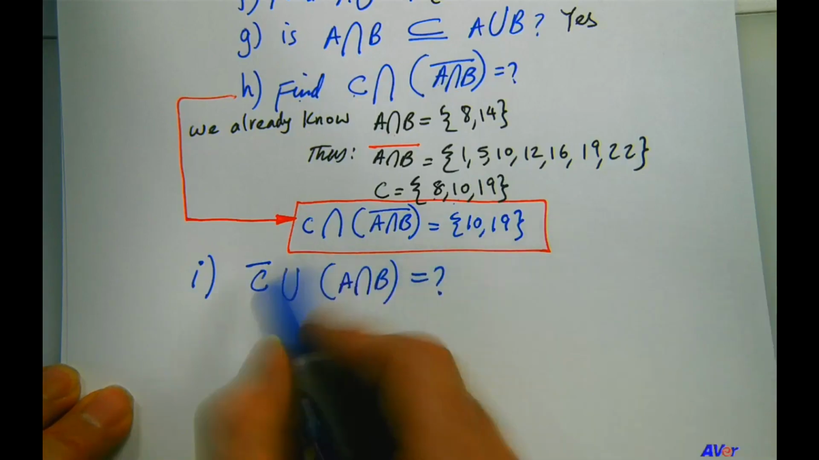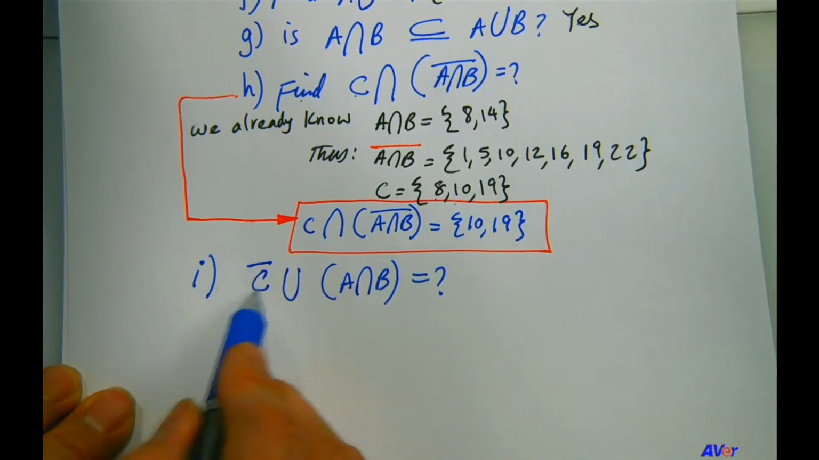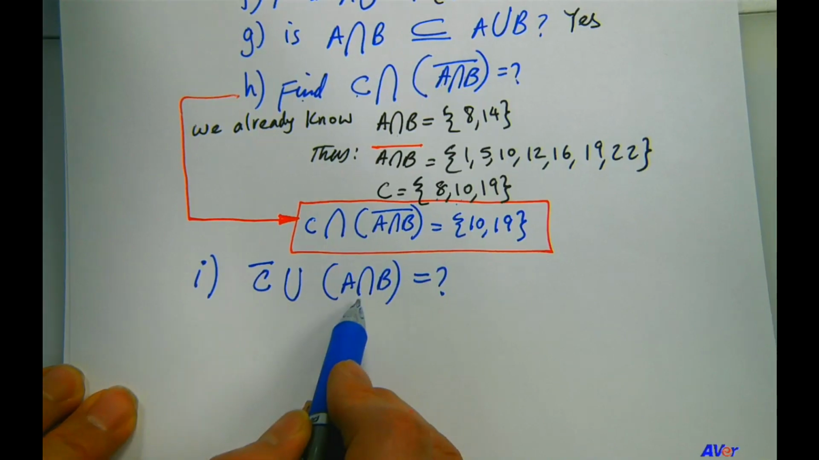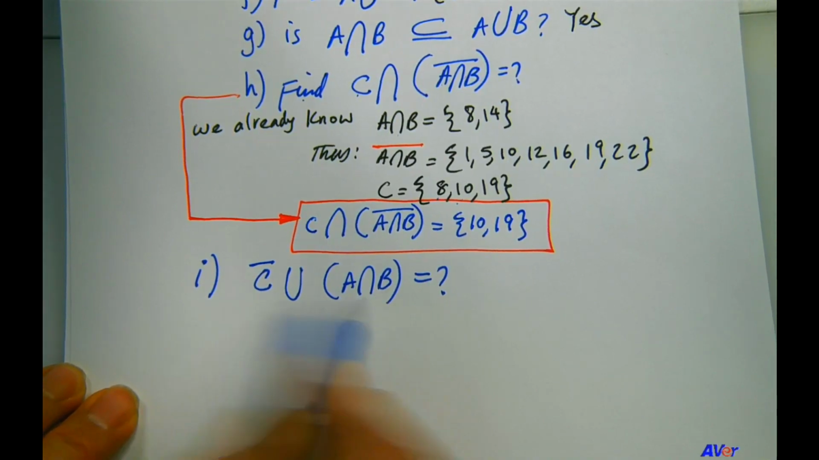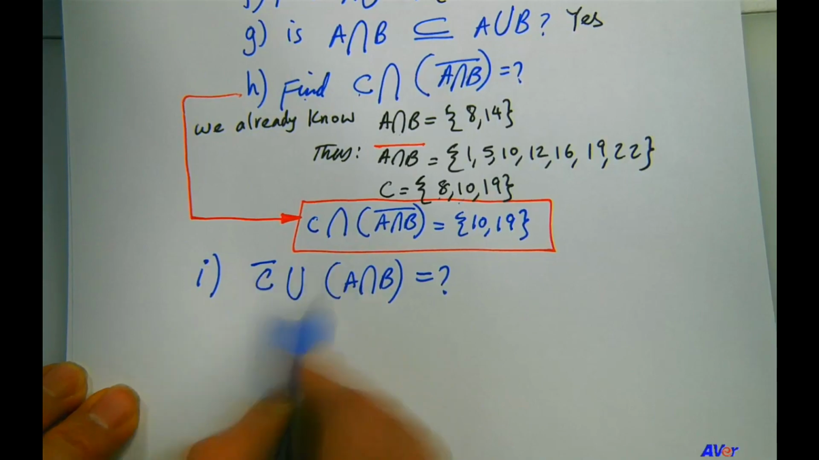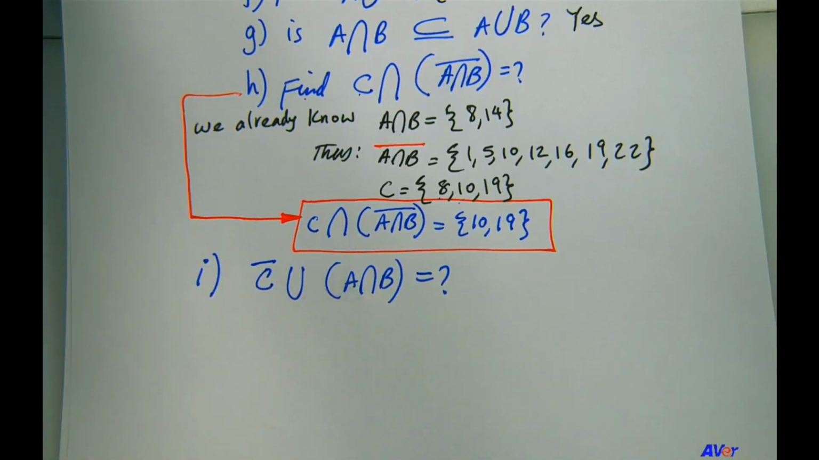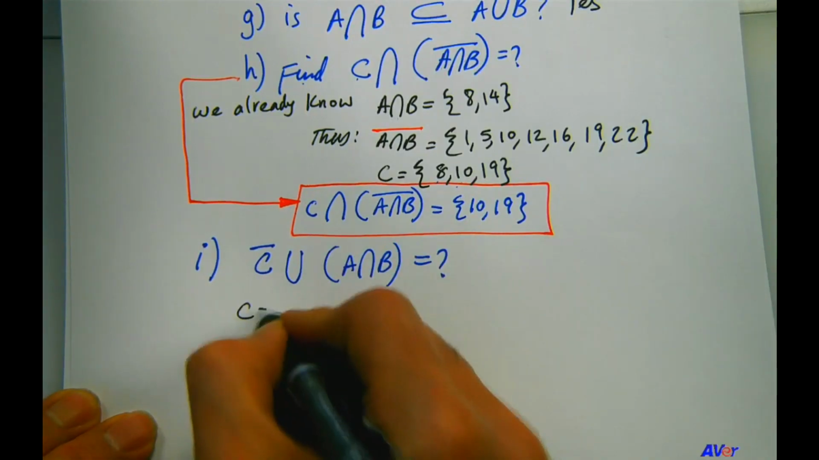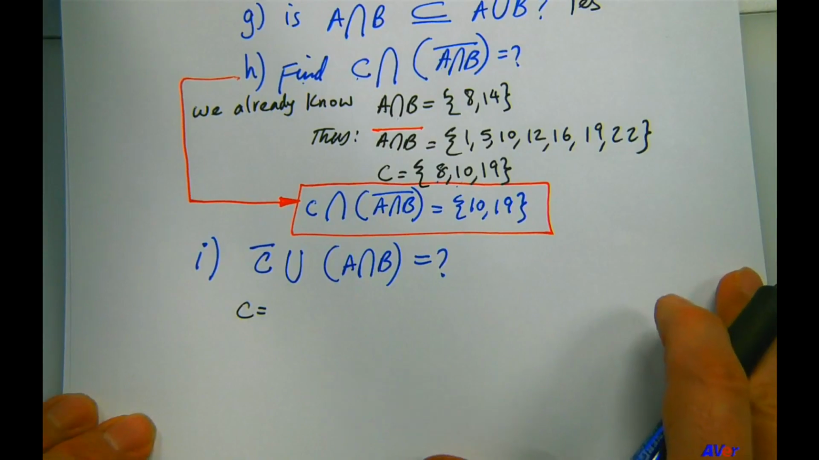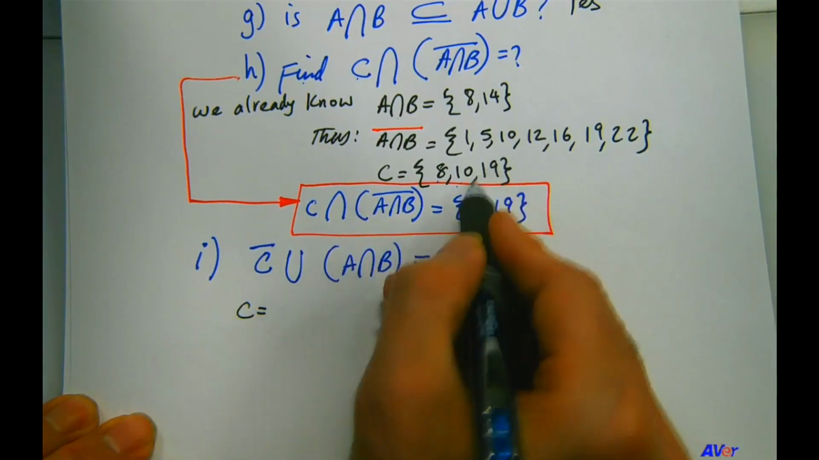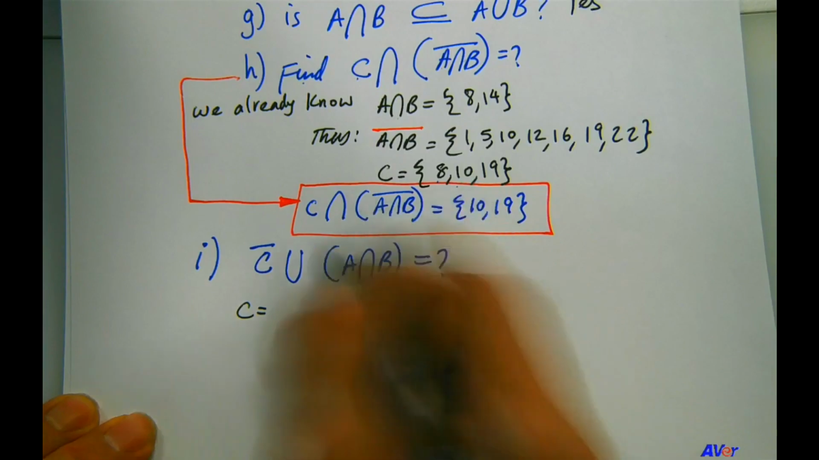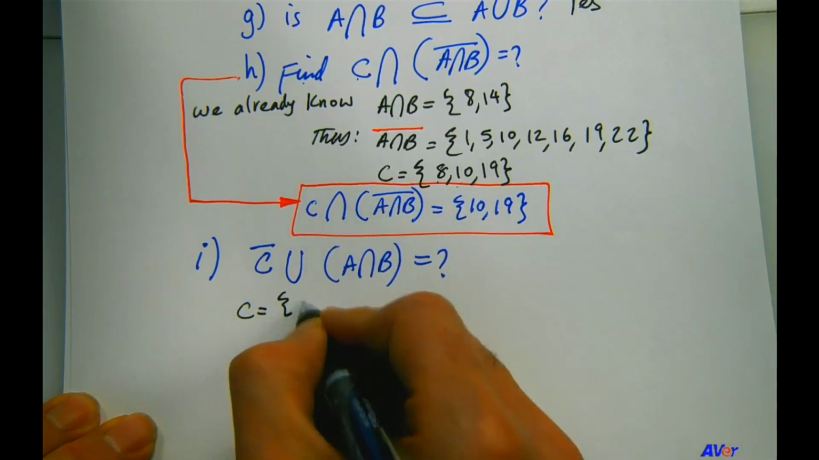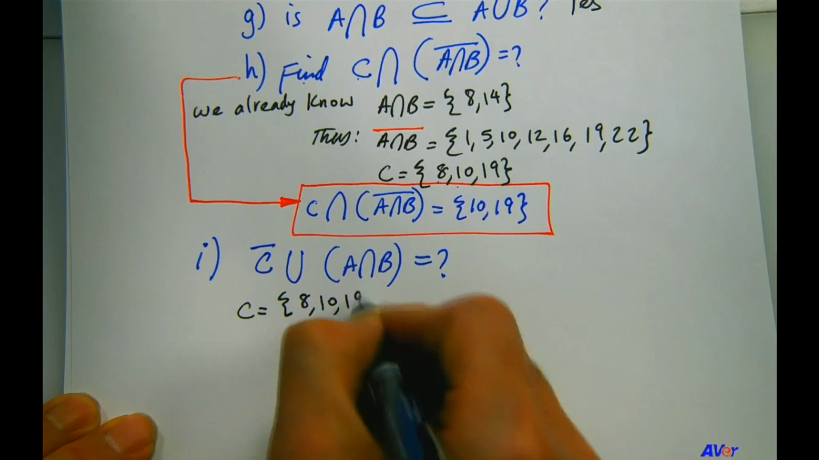So basically, we need to know what C bar is. We know what C is, but not what C bar is, right? We need to find C bar, and we need A intersection B. We already have it. And once we have these two, we take the union of them. Okay, so let's do that. C, I'm going to write it down again because it's off the screen. It's no big deal. So 8, 10, 19.